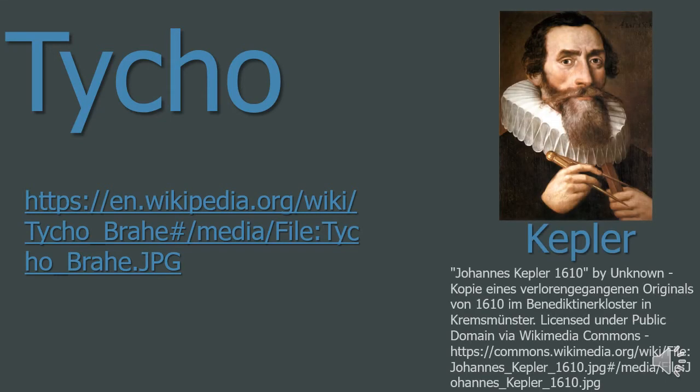Tycho was a Danish astronomer. This is a link to an image of him. I'll put it in the description. Tycho collected a large quantity of data from his naked eye observatory on the island of Hven near Copenhagen. Sorry for the pronunciation. Tycho suddenly died in 1601, and then the mathematician Johannes Kepler, Tycho's assistant, used the data to come up with his three laws of planetary motion.